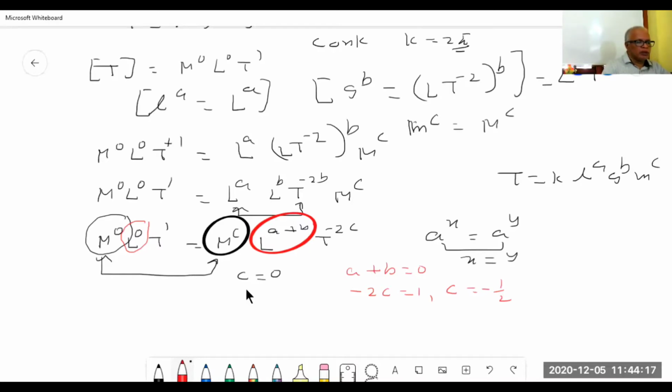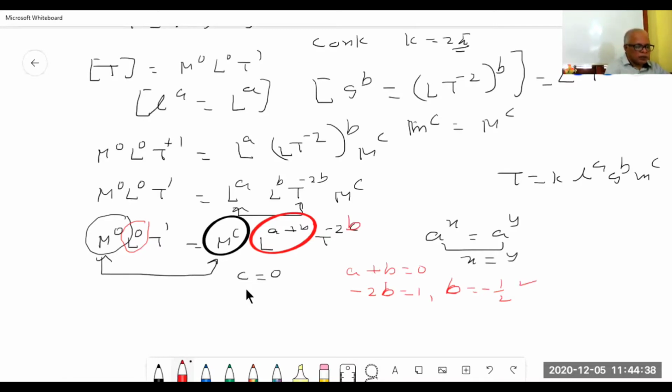2B is equal to 1. Sorry, 2B is equal to 1. B is equal to minus 1 by 2. So A plus B, 2B is equal to 1, right? B is equal to minus 1 by 2. Therefore, B is equal to minus 1 by 2.